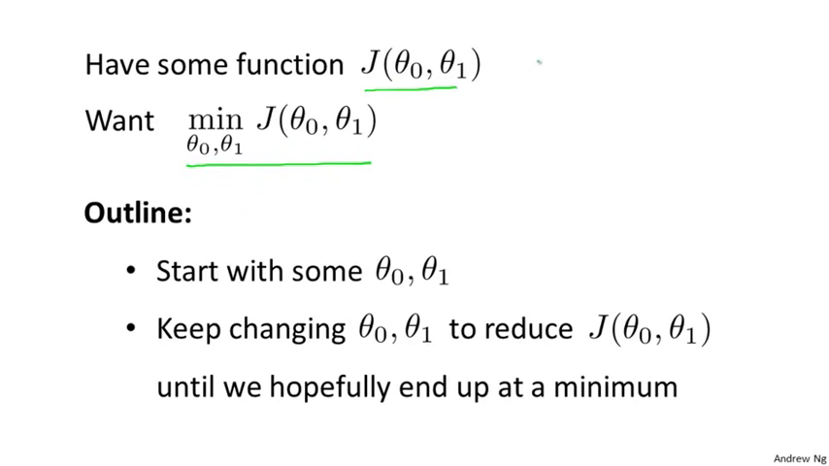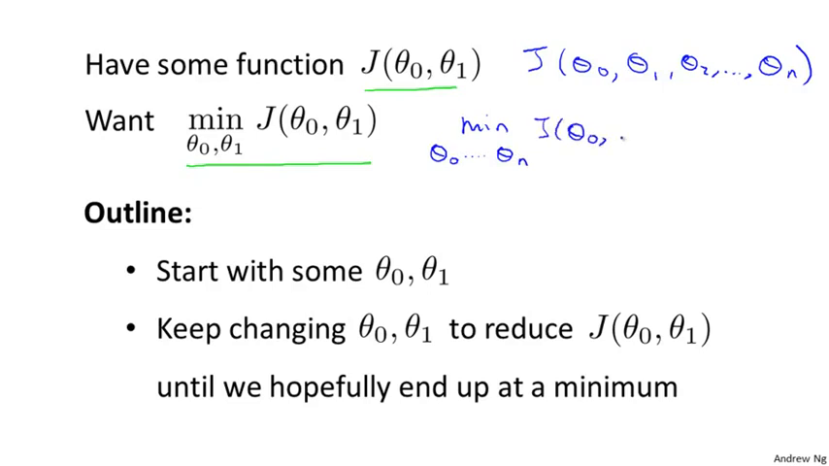Just as an aside, it turns out that gradient descent actually applies to more general functions. So imagine you have a function J of theta 0, theta 1, theta 2, up to, say, some theta n, and you want to minimize J of theta 0 up to theta n over theta 0 up to theta n. It turns out gradient descent is an algorithm for solving this more general problem, but for the sake of brevity, for the sake of succinctness of notation, I'm just going to pretend I have only two parameters throughout the rest of this video.